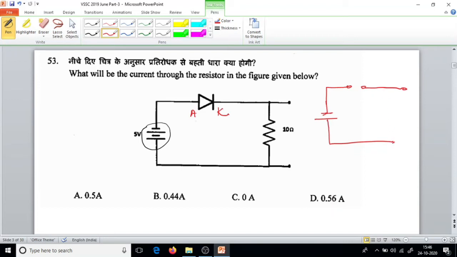The diode will act like an open circuit. That is a 10 ohm resistor. Now here this is open, so the current flow in the open circuit is zero. So the answer is option C. What will be the current through the resistor in the figure given below? That is 0 amps.